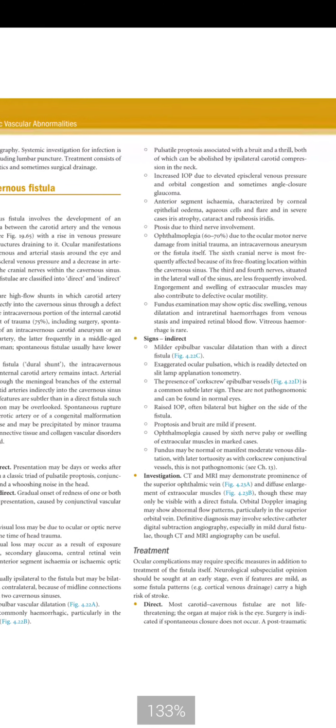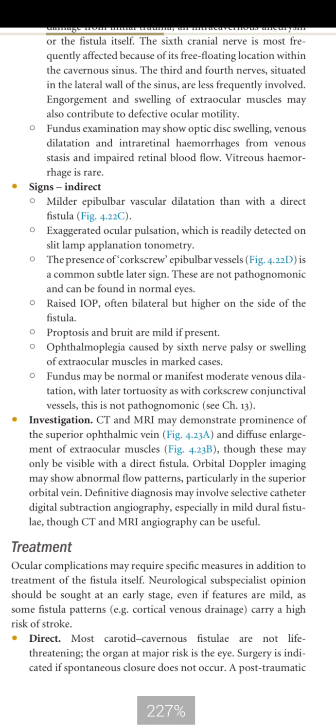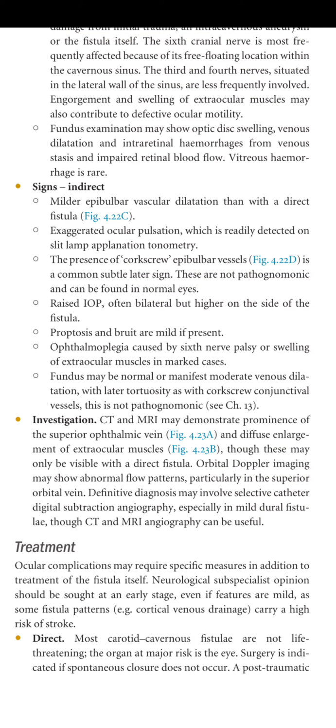So what investigations can you perform? CT and MRI. CT and MRI may demonstrate the prominence of the superior ophthalmic vein, very important, and a diffuse enlargement of the extraocular muscle, though these may only be visible with a direct fistula. Orbital Doppler imaging may show an abnormal flow pattern, particularly in the superior ophthalmic vein. Definitive diagnosis may involve selective catheter digital subtraction angiography, especially in milder dural fistula. CT and MRI angiography can be useful.